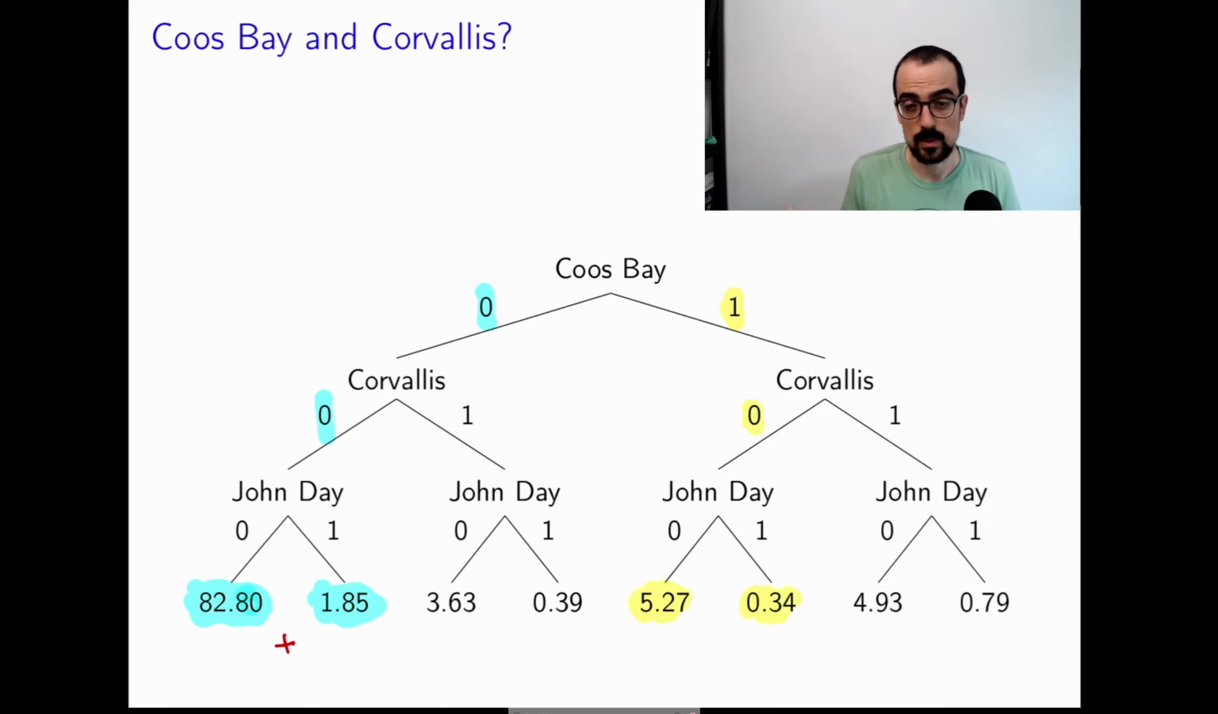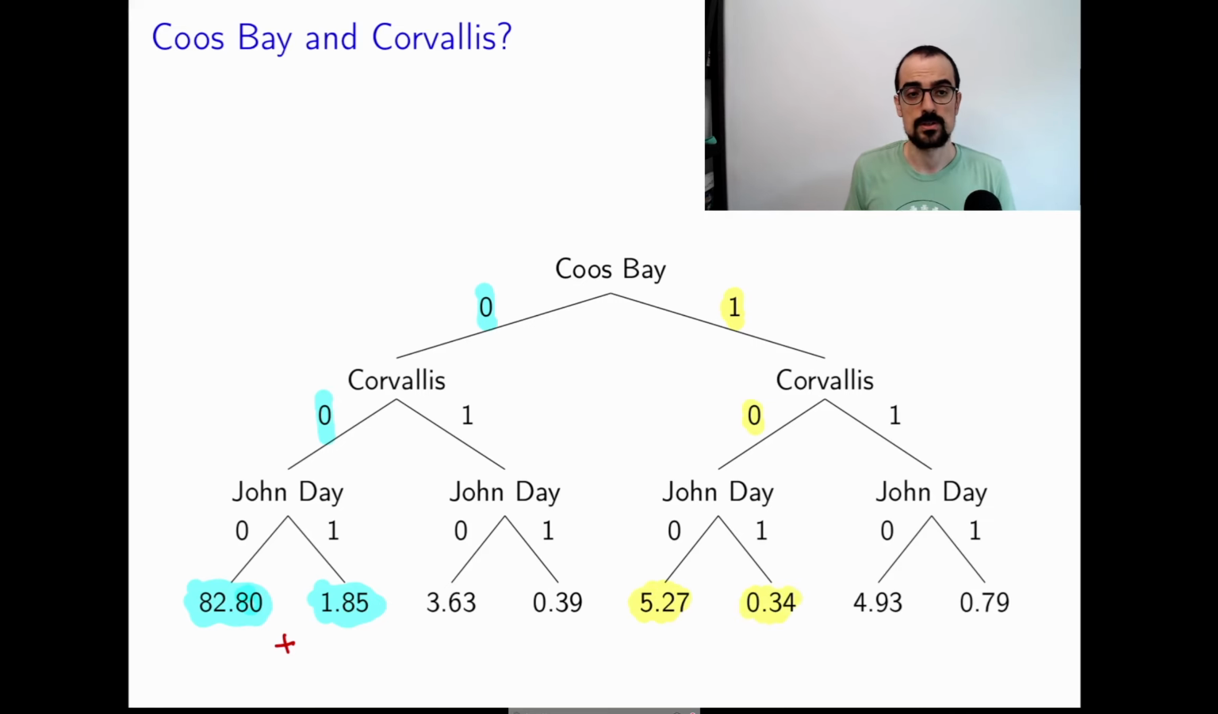As I said before, you say, okay, what do I care about, Coos Bay and Corvallis? Let's sum over the stuff that I don't care about, which in this case is John Bay. Okay, and this gives us this joint PMF between Corvallis and Coos Bay. For example, it's raining in both Corvallis and Coos Bay 5.72% of the time.